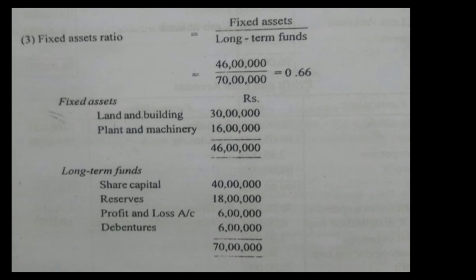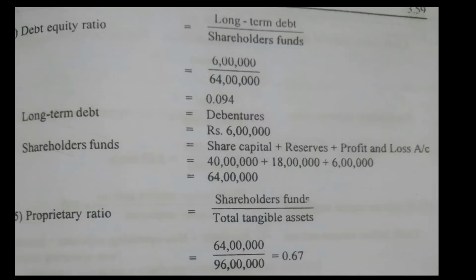Next, we'll go to the fourth one, debt equity ratio. For debt equity ratio, there are many formulas, but this is the one which is very frequently used: long term debt by shareholders' fund. The long term debt, I know, is 6 lakh. That is my debentures. Shareholders' fund is 64 lakh. That will give me 0.094. That is my debt equity ratio.